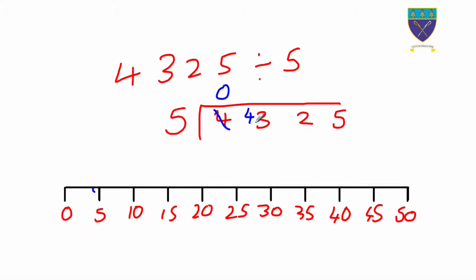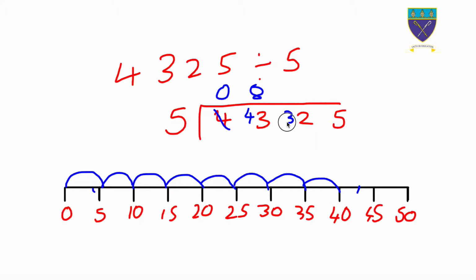So this is no longer a 3, it's 43. With 43 here, I'm now counting how many 5's I can count in until I get to 43. So that's 1, 2, 3, 4, 5, 6, 7, 8 and a bit. So my answer is 8. But 43 to 40 gives me a distance of 3. So that 3 comes with a 2. So it's no longer 2, it's 32.